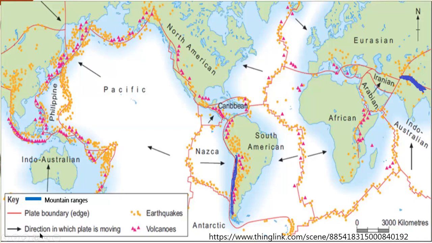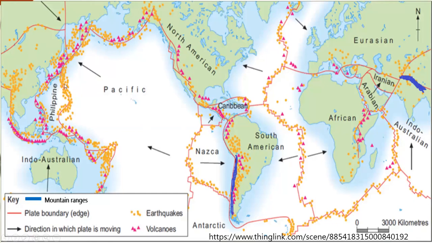Now, these arrows show the direction of the movement of the plates. So we have different plates placed here. We have the Pacific plate, the North American plate, the Nazca plate, the South American plate, the African plate, and so on and so forth. Then here we have what we call the Philippine Sea plate, or the Philippine plate.